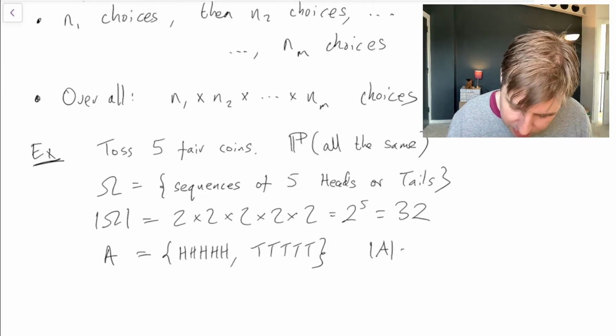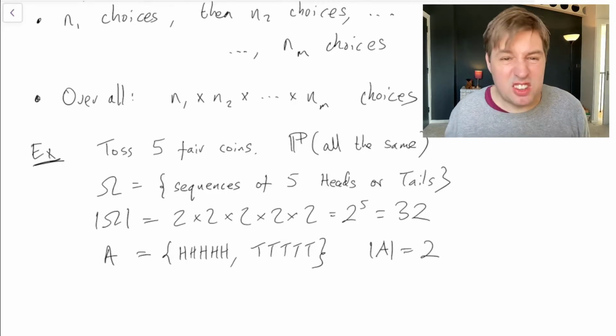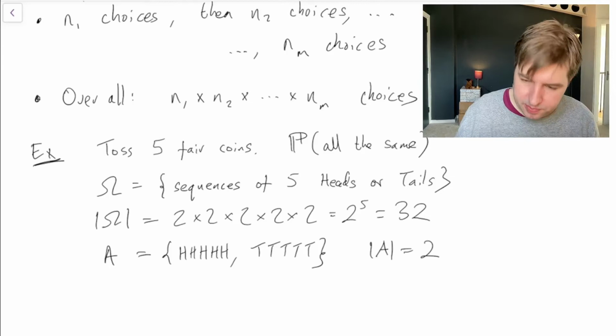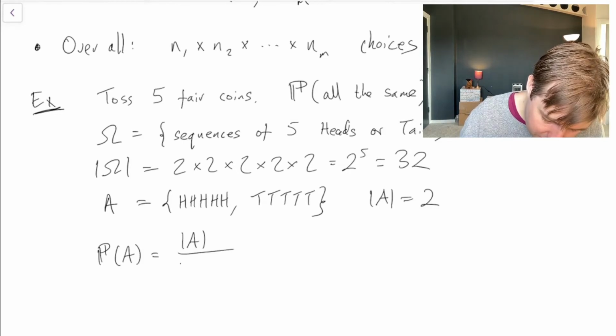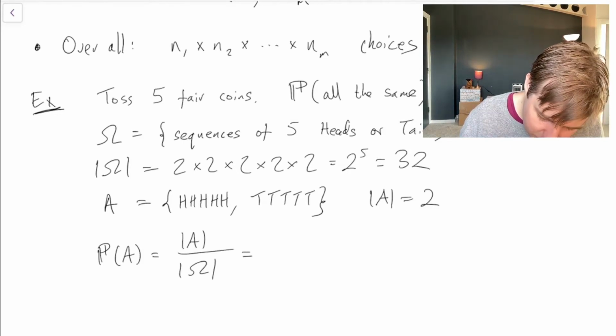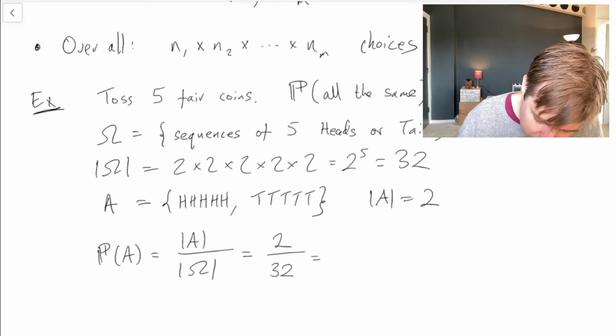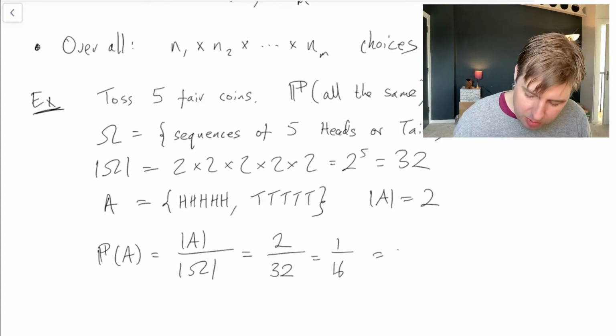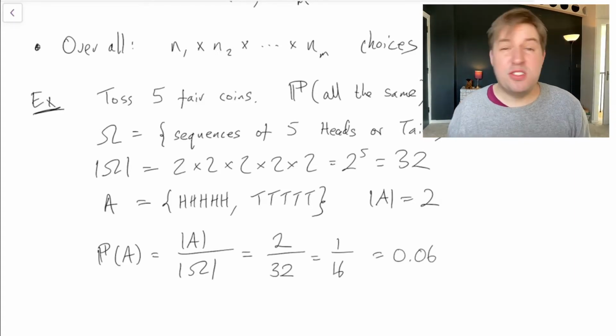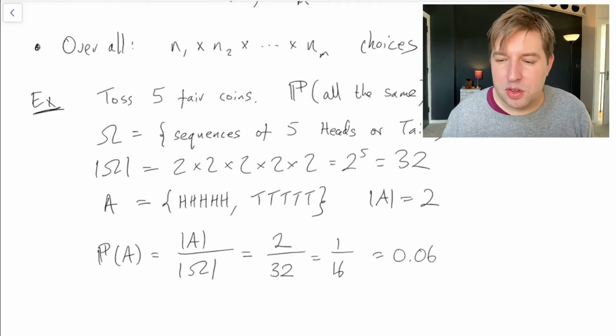So it's clear from that that the number of elements in A is 2, right? We can just see there are 2 outcomes in A, the all heads outcome and the all tails outcome. And so the probability of A is the classical probability, number of elements in A over number of elements in omega. We said there were 2 elements in A, 32 elements in omega. It cancels out to 1/16 if you prefer, which is about 6%. So there's about a 6% chance that all 5 of your coins come out with the same result.